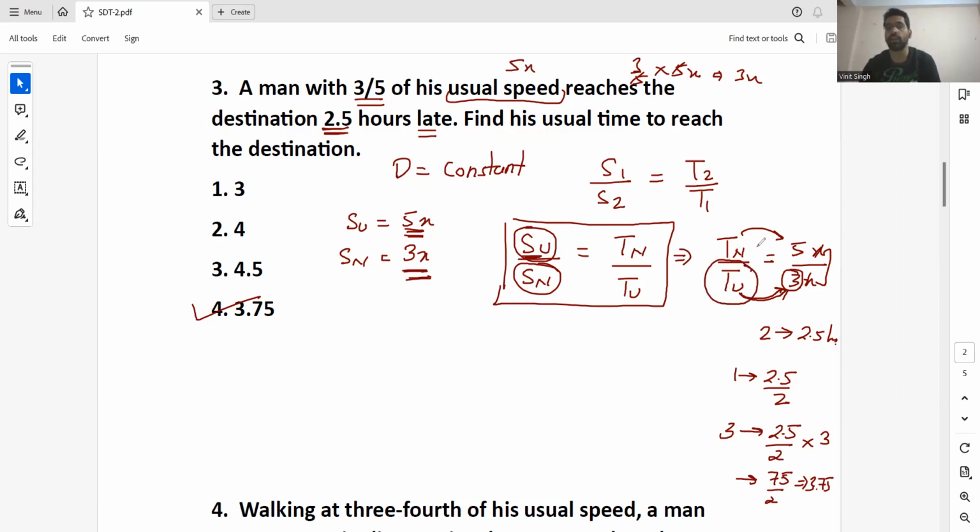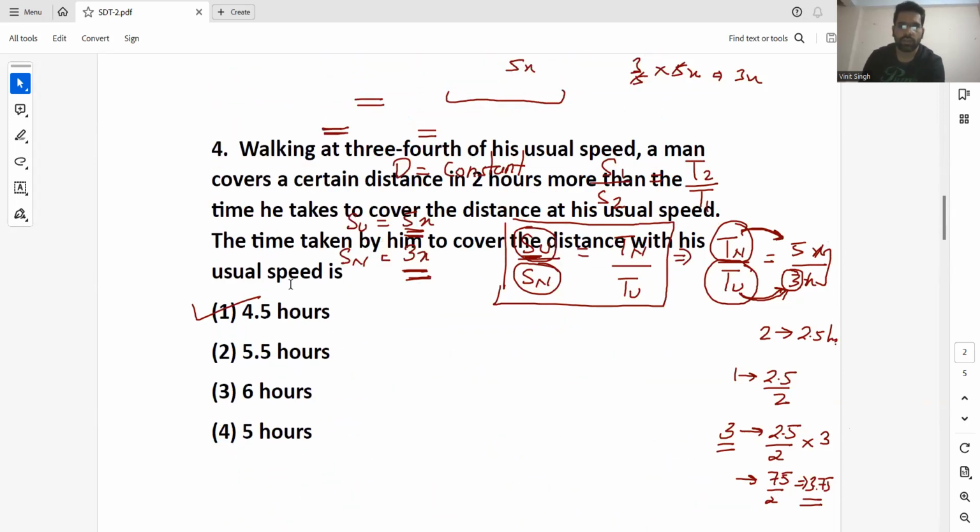In case you have to find the new time, the new time will be 5 and 3 is the usual time. When you multiply by 5, 2.5 upon 2 into 5, you will get the new time. Getting? Now, next question. Same question is there.